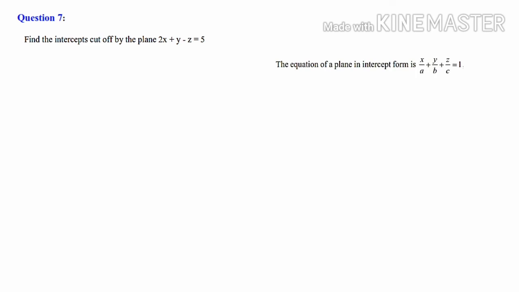Next, we shall discuss question number 7. The question is, find the intercepts cut off by the plane 2x plus y minus z is equal to 5. Here, we are asked to calculate the intercepts cut off by the plane 2x plus y minus z is equal to 5. Let's recall the intercept form. The equation of the plane in intercept form is x by a plus y by b plus z by c is equal to 1. Here a, b and c are the intercepts cut off by the plane on the x, y and z axes respectively.